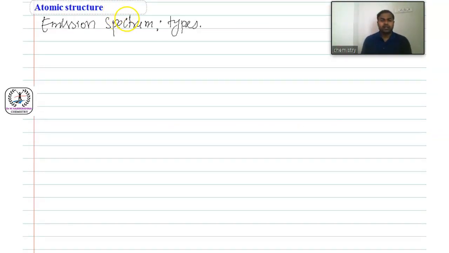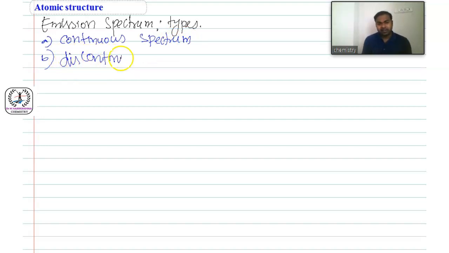So students, now we are going to discuss types of emission spectrum. In emission spectrum, there are two types: continuous spectrum and discontinuous spectrum. That's why we said it may be discontinuous. First, we are going to discuss the continuous spectrum.